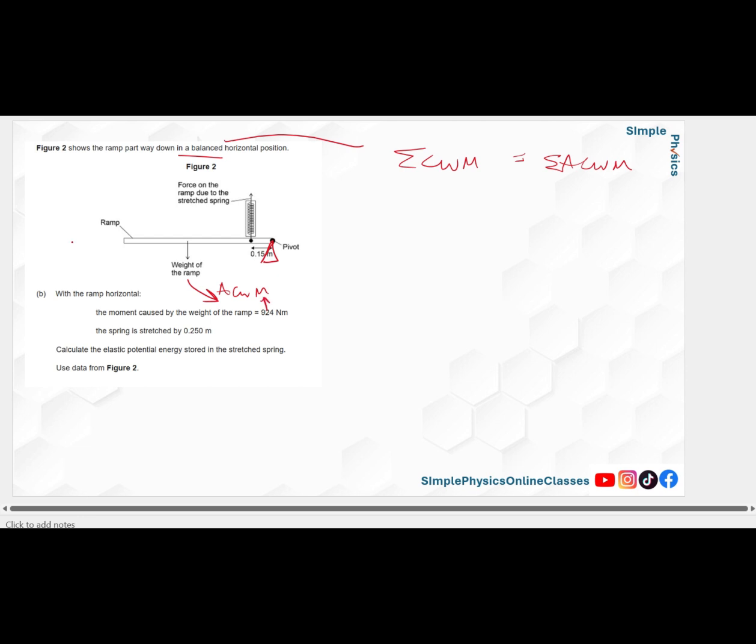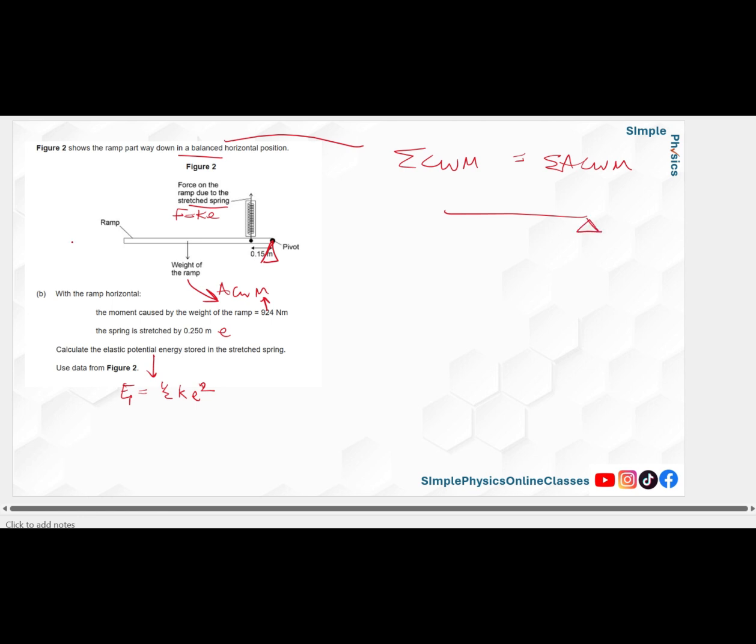They told me the spring is stretched, so they give me the extension and ask to calculate elastic potential energy. So for elastic potential energy, go straight to your formula sheet. E_P is equal to half k e squared. So we've got the e, but we haven't got k. Can we work out k? Yes, because as soon as you see springs, you should be thinking F equals k e. So can we work out F? Well, yes, because you've just got your standard seesaw, haven't you?